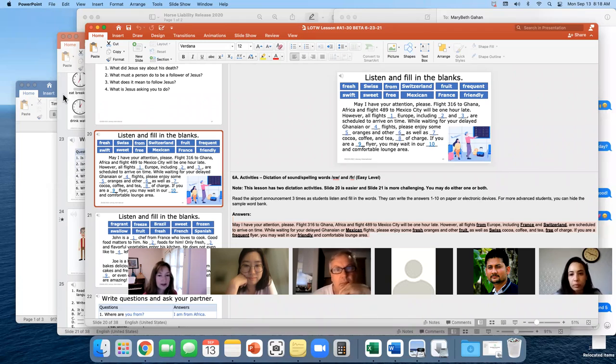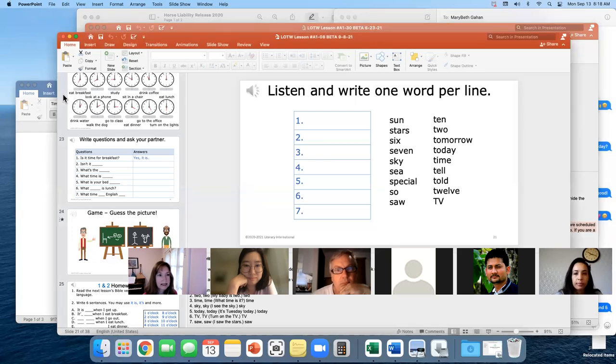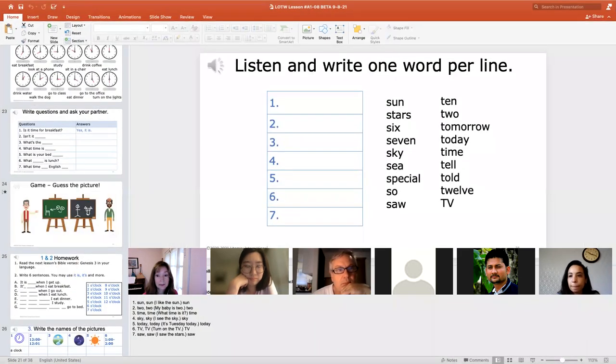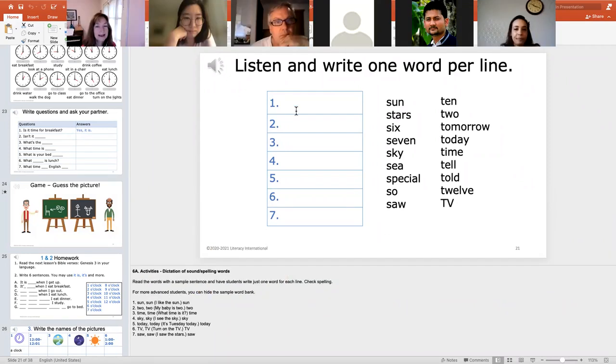And so those are, it's a higher level, so it's getting more complex. Here, I'm going to show you an example of the listening exercise from lesson 8. So in lesson 8, you can see, instead of being an entire airport announcement, they are just going to listen to 7 sentences, and they have to write the word on the line.